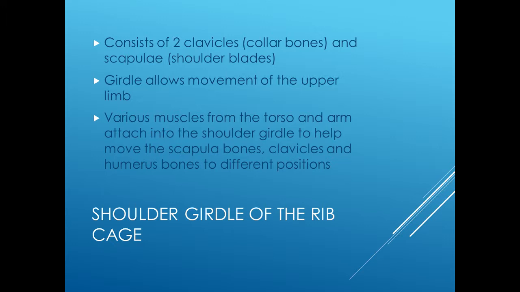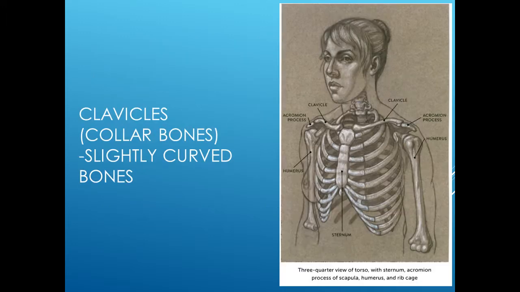The girdle allows movement of the upper limb, and various muscles from the torso and arm attach into the shoulder girdle to help move the scapula bones, clavicles, and humerus bones into different positions. So it's very important that it's a whole, the shoulder girdle there.